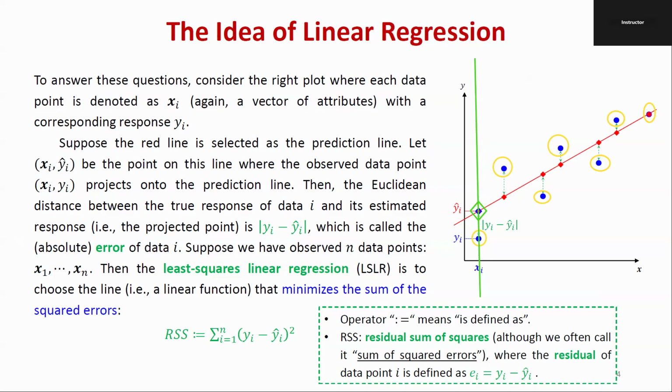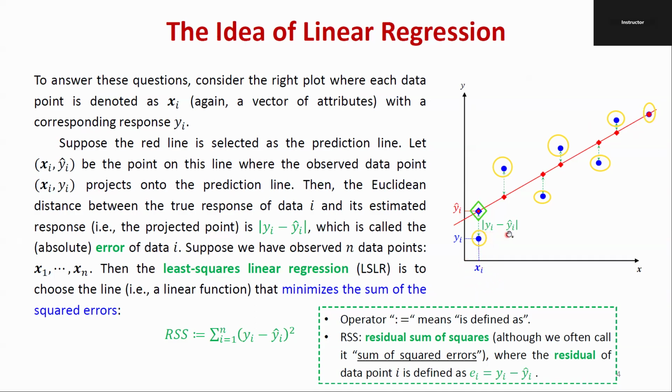I actually don't know how I can erase this drawing here. Let me try to erase it. Okay, here we go. And then I have this yi hat. Yi hat means the predicted response. Why? Because here xi are projected onto this line, so I have this point. What is the coordinate of this point? It's xi, yi hat. And hence, this yi hat is my prediction for the data point xi.